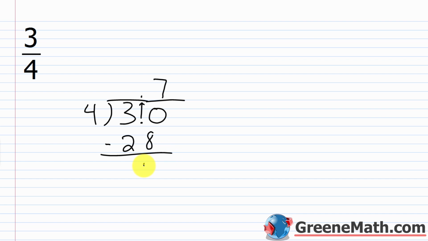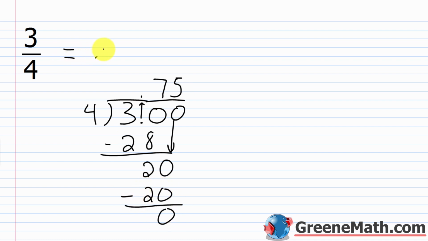Again, there's two ways we can do this. We can take 3 and we can divide it by 4. Put my decimal point here and bring it up into the answer. 4 is not going to go into 3, but it will go into 30 seven times. 7 times 4 is 28. Subtract and get 2. Bring down a 0. 4 goes into 20 exactly 5 times. 5 times 4 is 20. Subtract and get 0. So 3/4 is 0.75.